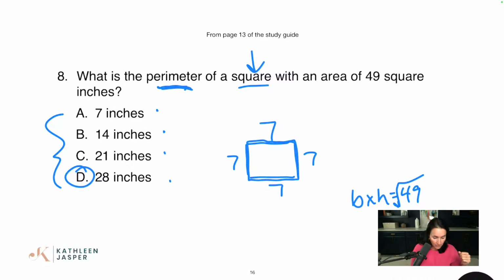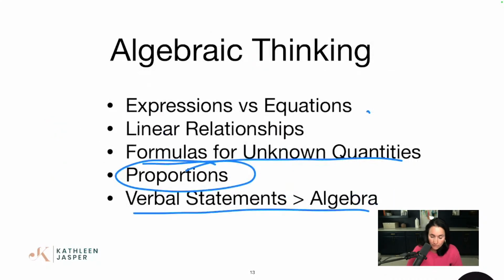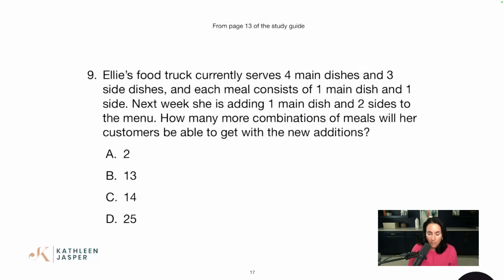Someone's asking me to go back to the algebraic thinking slide. This one here. This should be verbal statements equals algebra. This is where they make you write the algebra expression or equation for what's said in a word problem. If you have any questions on that, throw it in the chat. All right. Next one for geometry, probability, and all of that.